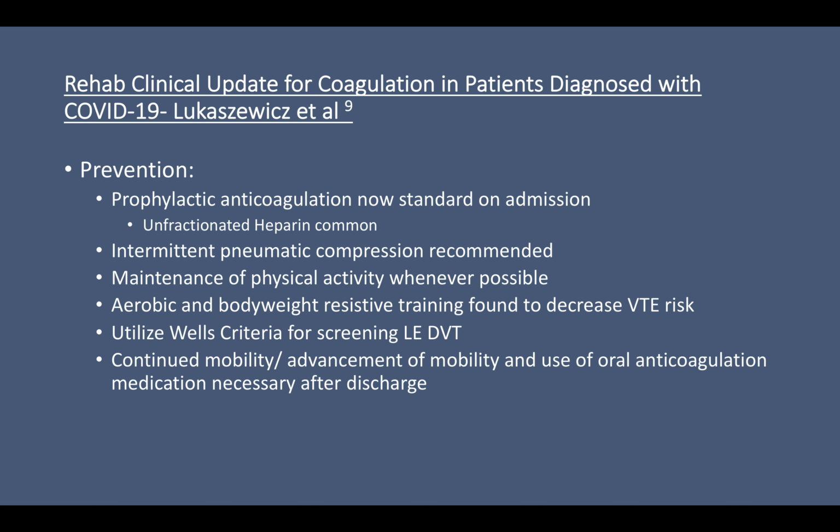They did provide some recommendations on prevention of coagulation. The most common pharmaceutical treatment is unfractionated heparin. They did suggest the use of intermittent pneumatic compression and utilizing physical activity whenever possible. They did say that aerobic and bodyweight resistive training decreases the VTE risk, and they suggested using the Wells criteria for lower extremity DVT.